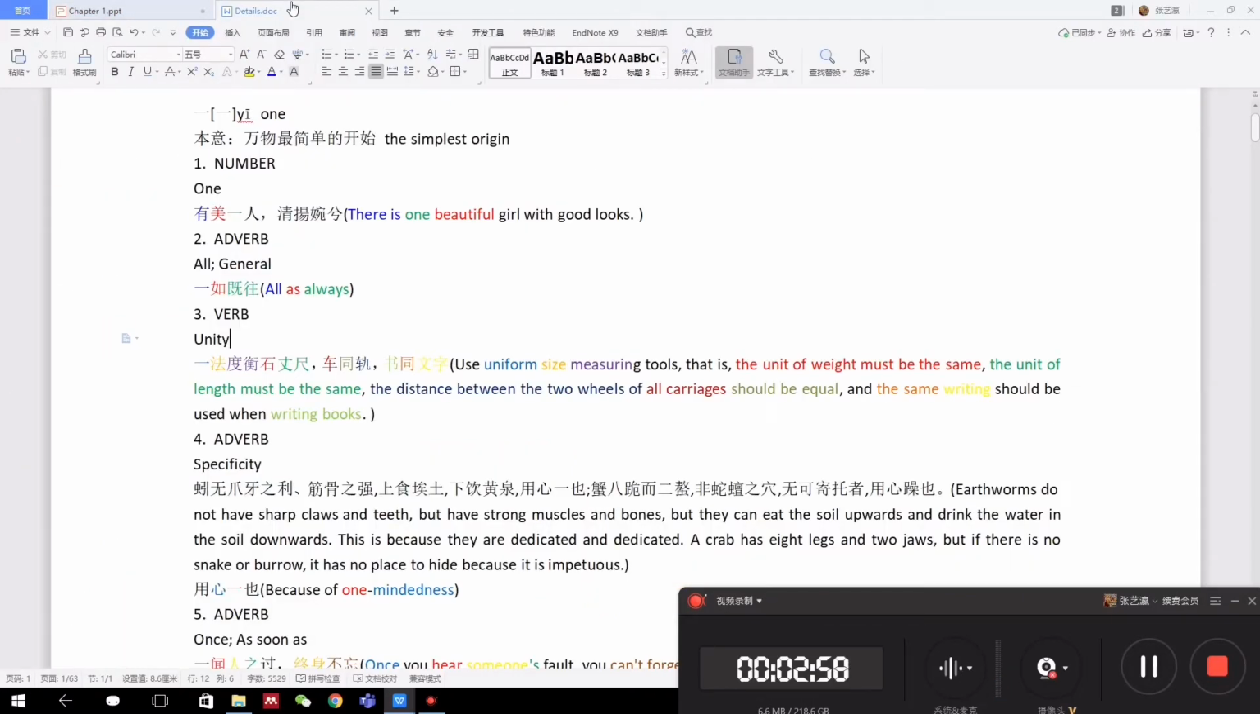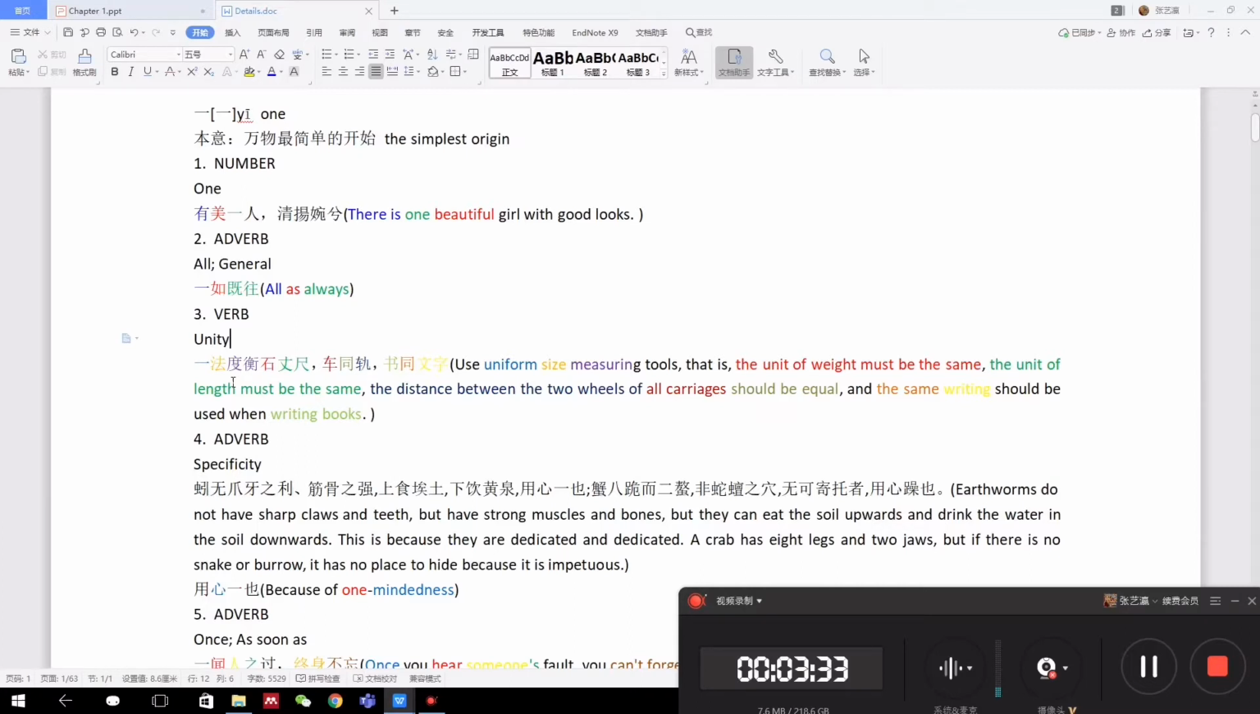In this sentence, 一 means uniform, 法 means size, 度衡 means measuring. 石, in here it is pronounced as dan, and it is a unit of weight. For example, it is similar to kilograms. And 丈尺 are units of length, same as meters, but much smaller than meters.